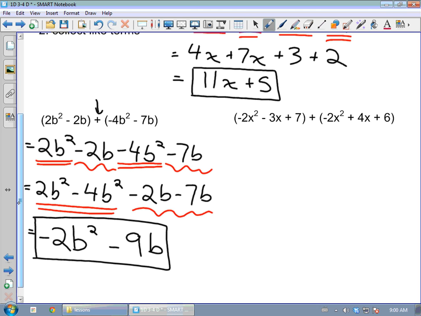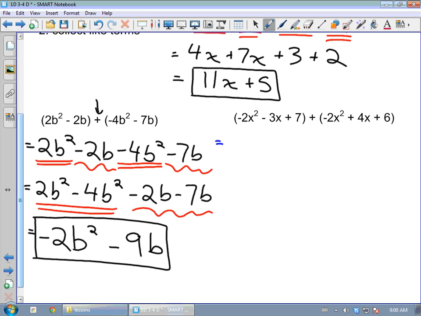So one last example here before we move on to subtraction. Here I've got two 3-term polynomials that I'm adding together. What do we call a 3-term polynomial? Jackie? Trinomial. Okay, but we're going to do this exactly the same way. I'm just switching colors here so we can tell them apart.